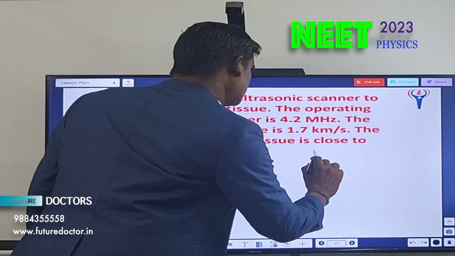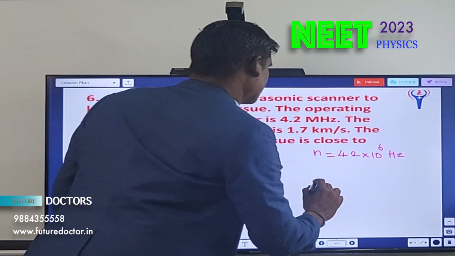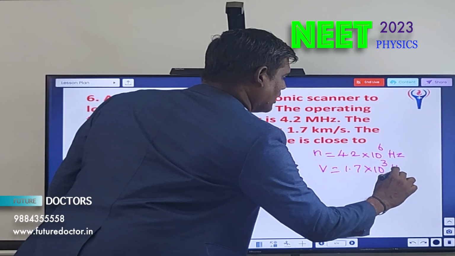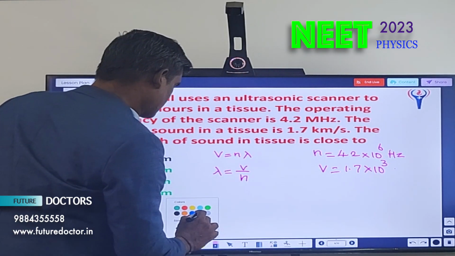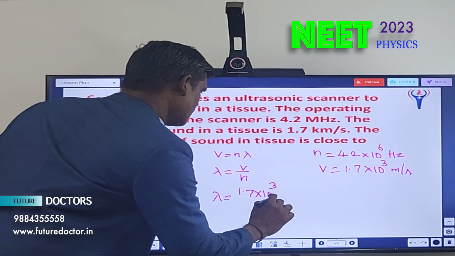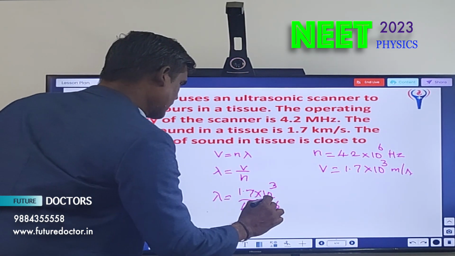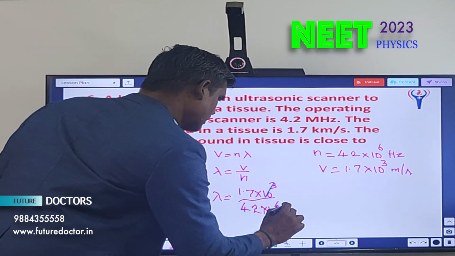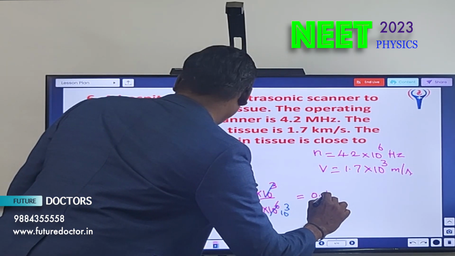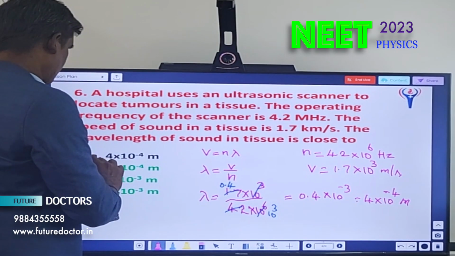What's the given data? N is given as 4.2 megahertz. Converted into hertz, that means 4.2 into 10 power 6 hertz. And then the speed or velocity is given as 1.7 kilometer per second. Converted into meter, that means 1.7 into 10 power 3 meter per second. Substitute this here. Lambda equal to V by N, that is 1.7 into 10 power 3 by 4.2 into 10 power 6. Then simplify this. 10 power 3 by 10 power 6 means 10 power minus 3, and 1.7 by 4.2 you will get 0.4. So 0.4 into 10 power minus 3, and the answer is given as 10 power minus 4. Therefore, this is equal to option A. Option A is the correct answer.